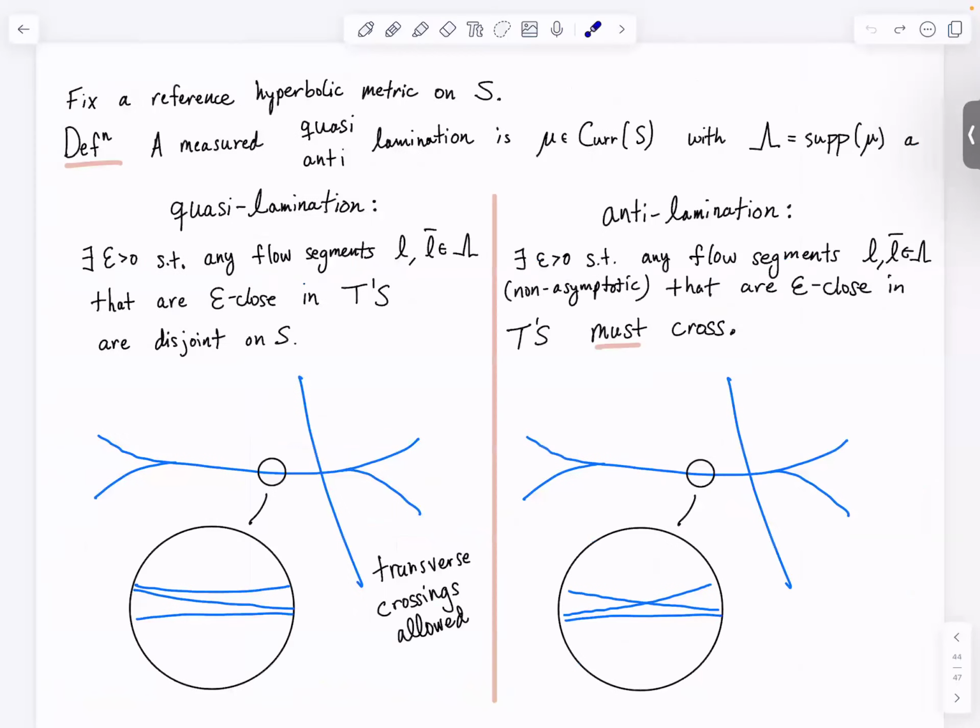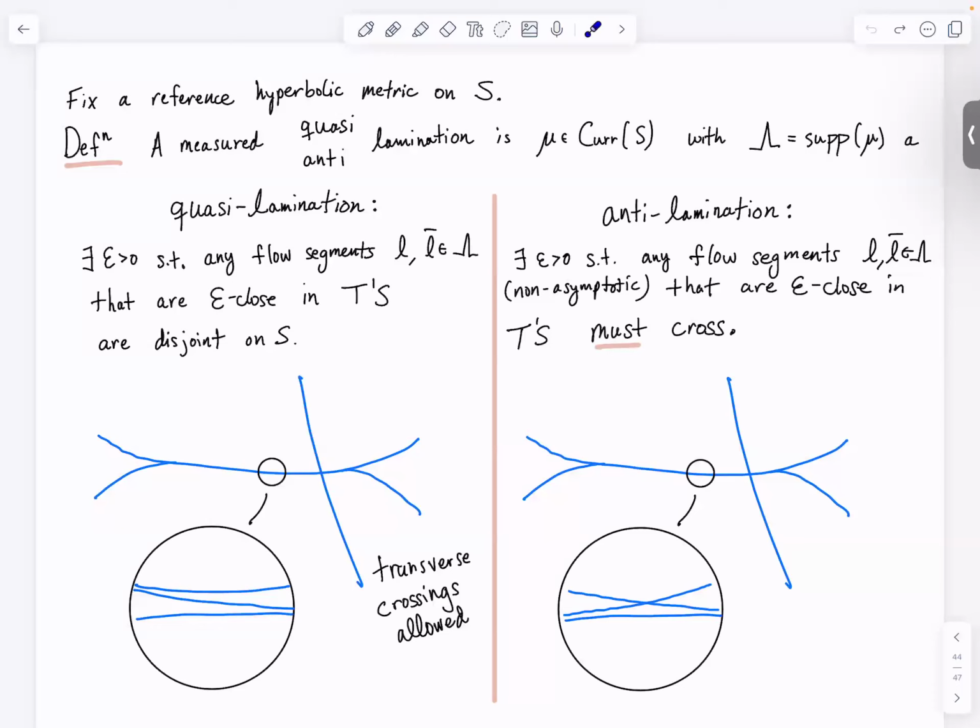Okay. All right, finally, here's what a quasi-lamination and an anti-lamination are. So a measured quasi or anti-lamination is just a current whose support is a quasi or anti-lamination. Quasi-lamination is just like lamination. It says that geodesics that run together for a very long time don't cross each other and then eventually diverge. So two geodesics that get epsilon close in the unit tangent bundle don't cross. So the picture looks like this. It looks just like a normal lamination, like a train track, except there can be crossings at big angles. So it's like a lamination that can come back and cross itself transversely.